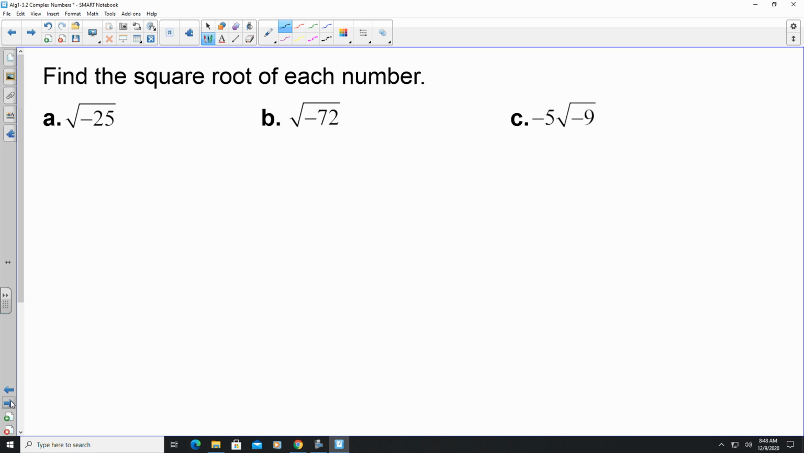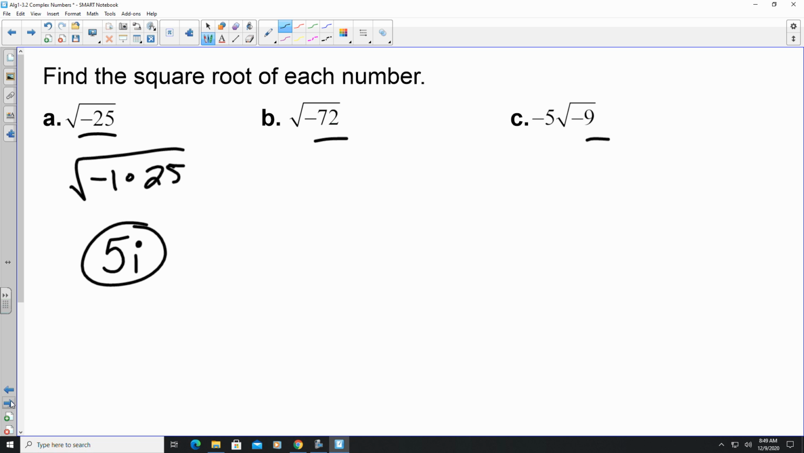All right, so here they're asking us to find the square root of each number. Every single one of these values inside the square root is a negative number. So basically, you're just going to break them up. This is like negative 1 times 25. Well, the square root of 25 is 5, but you have the negative 1, which makes it 5i.